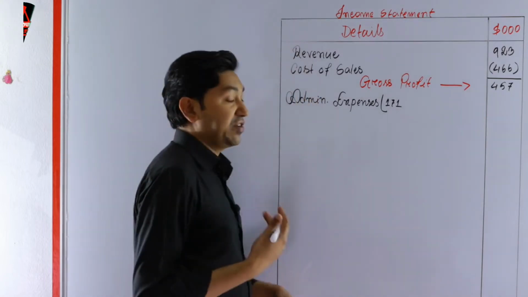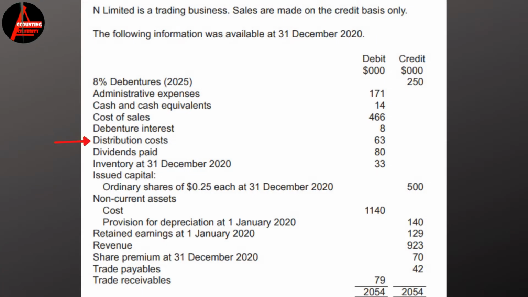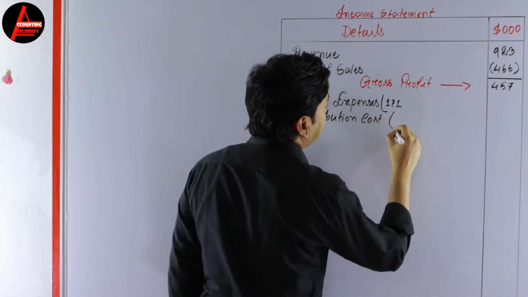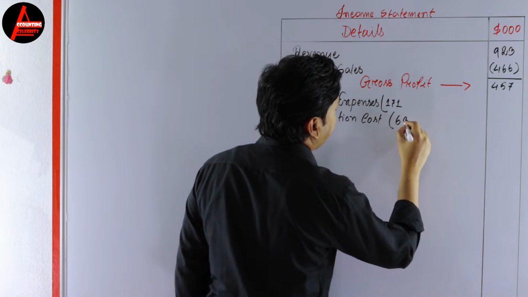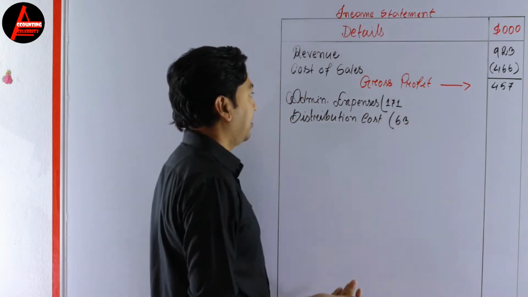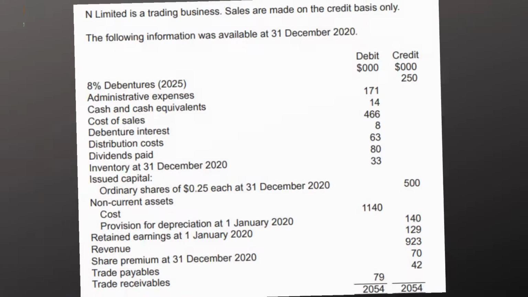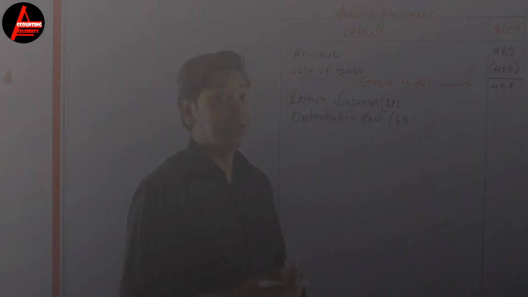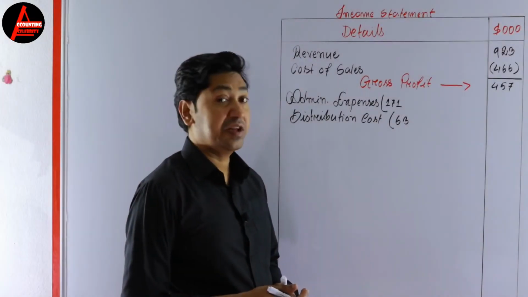Very good. The next item in the questions is distribution cost. So let us write here distribution cost, $63,000, and we'll write it here because it has an adjustment. Next item in the questions is debenture interest. It is a finance cost, we'll take it later. So these 2 expenses we have here in the question.